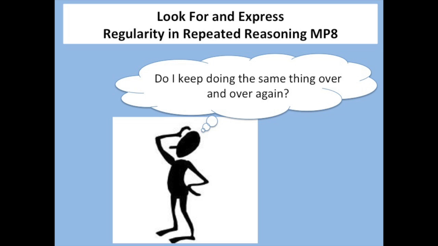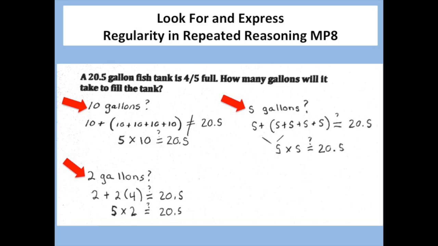Third avenue of thinking, regularity and repeated reasoning. You get it. You pay attention to something that happens over and over again. And if it's not happening over and over again, make it happen. Try some numbers. Not to get the answer, but to kick out a process that's the same each time.